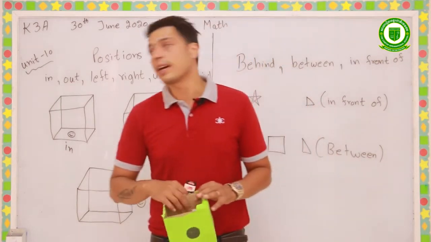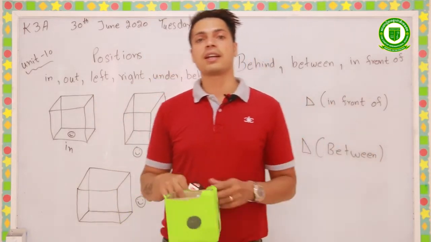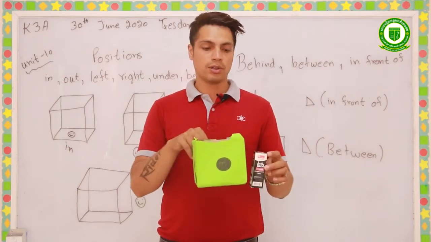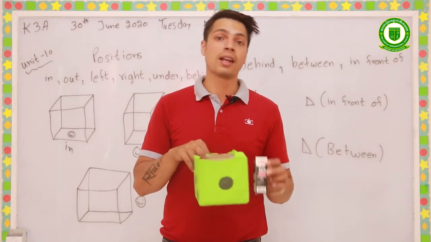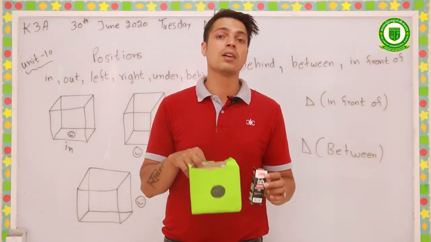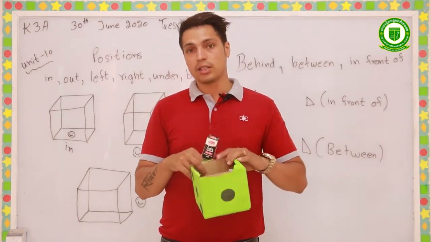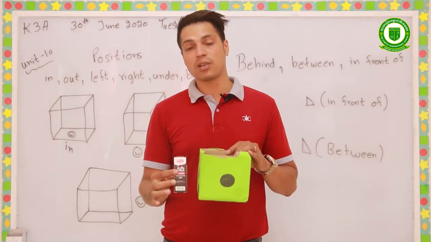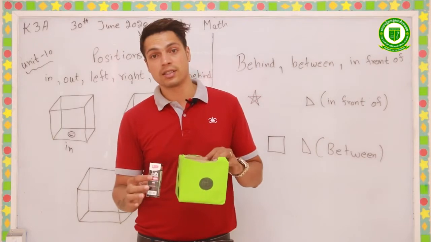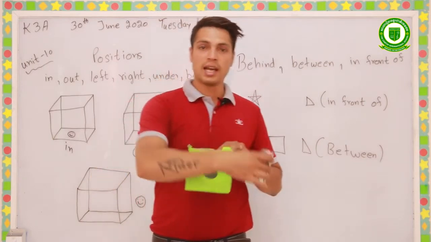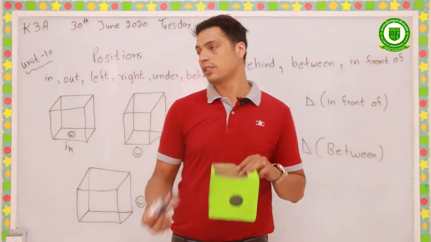Now left and right. You see your left and right hand. If I put this one here like this, it's on the left hand side of the box, so it's on the left. And you see your right hand, so if you put it on the right side, it's on the right. So left and right.